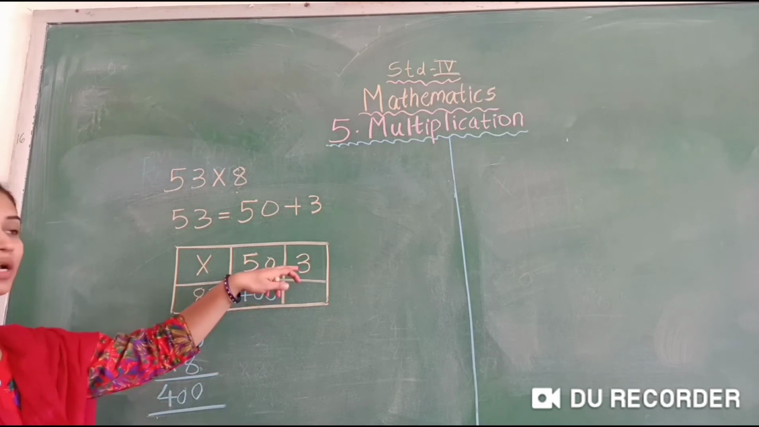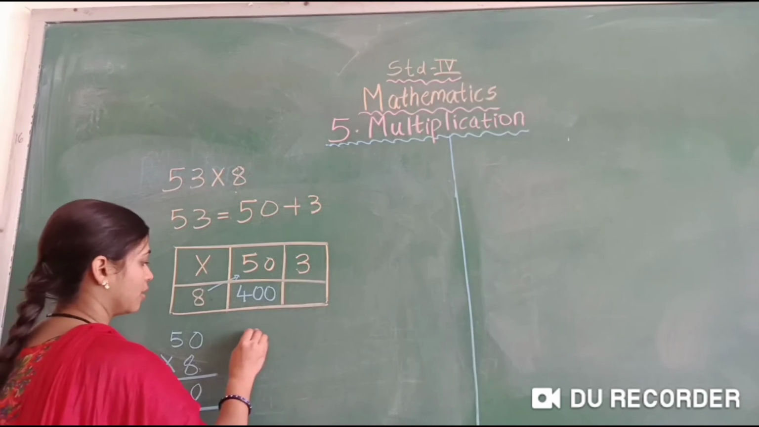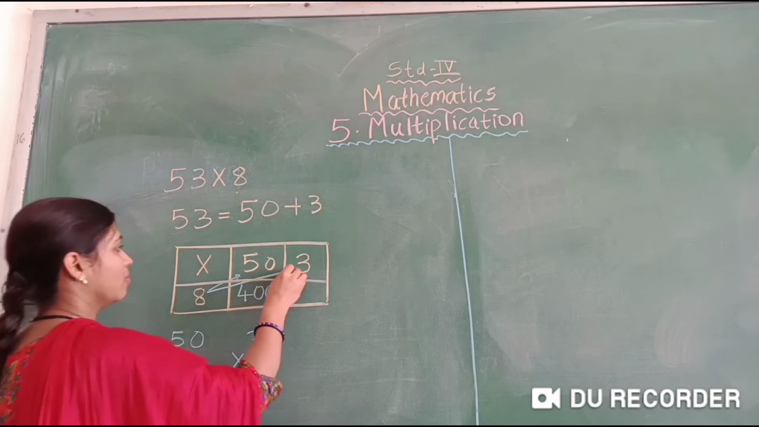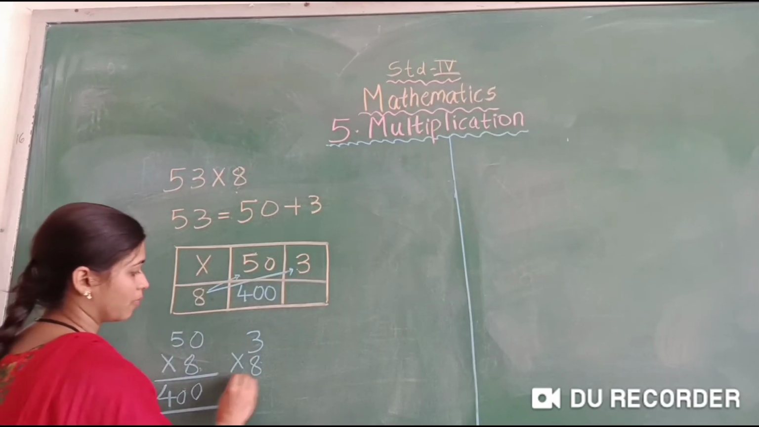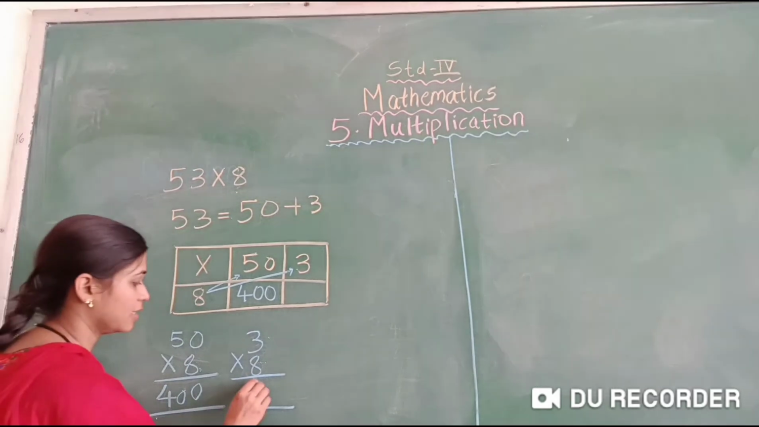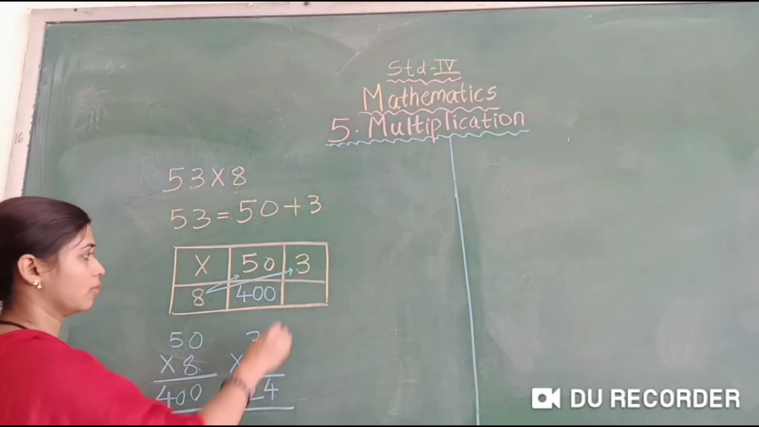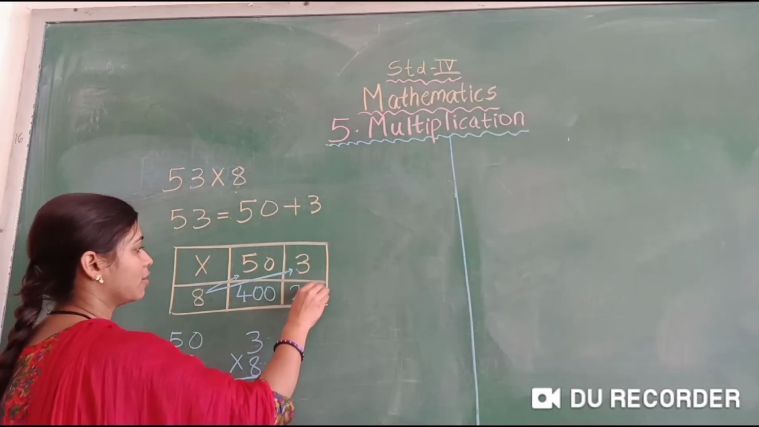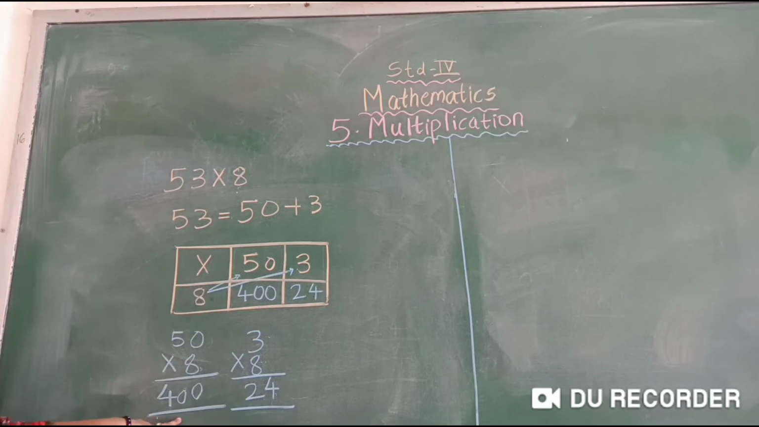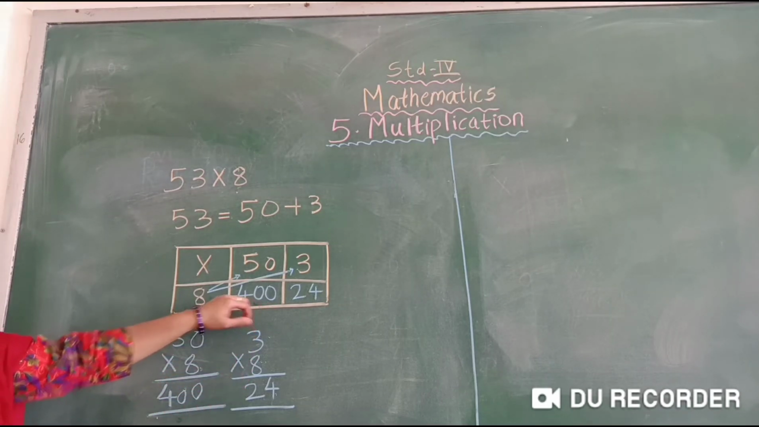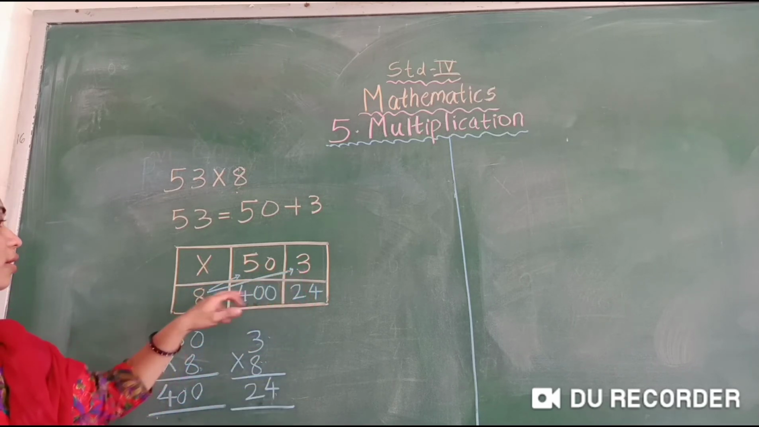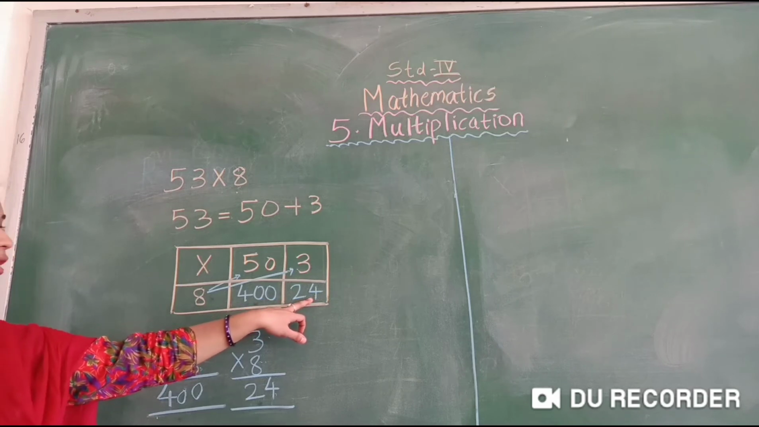Then 8 multiplied by 3. Now we will multiply 8 by the second number. 8 threes are how much? 8 threes are 24. The answer we will write here. 8 multiplied by 50, the answer we have got is 400. We have written it in the first box. 8 multiplied by 3, the answer is 24. Then we have written the answer in the next box.